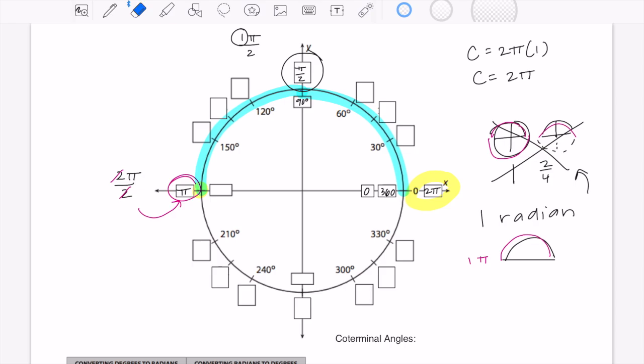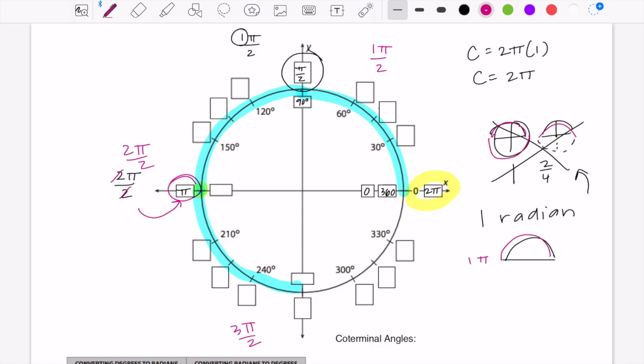And then now if I keep on going the same distance, again, just being clear, this was 1 pi over 2, this was 2 pi over 2, so now this down here is going to be 3 pi over 2, and if I keep going, that's going to be 4 pi over 2. So if we reduce 4 pi over 2, that gives us 2 pi, okay? I'm going to erase all that real quick and fill it in better.